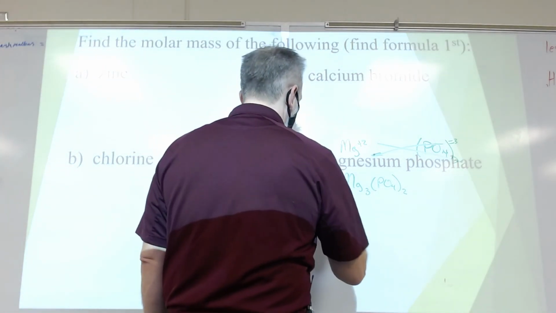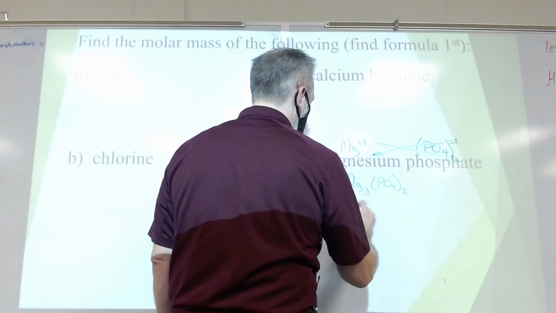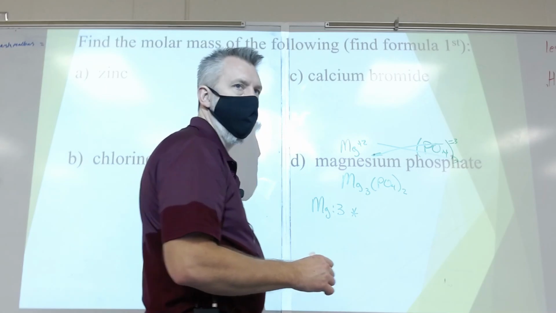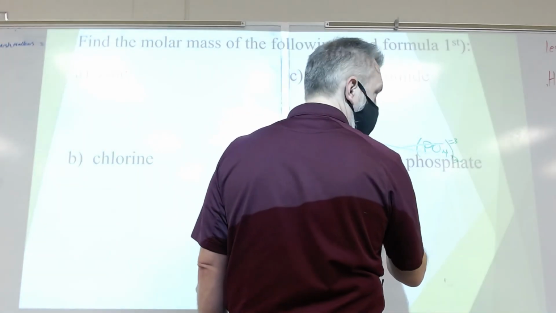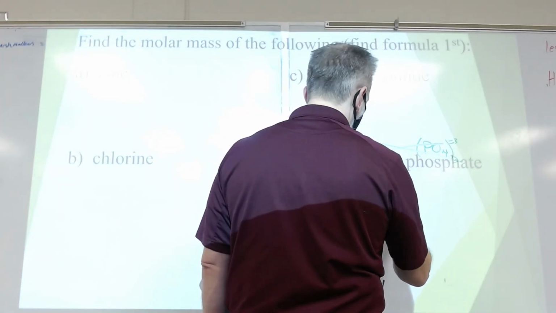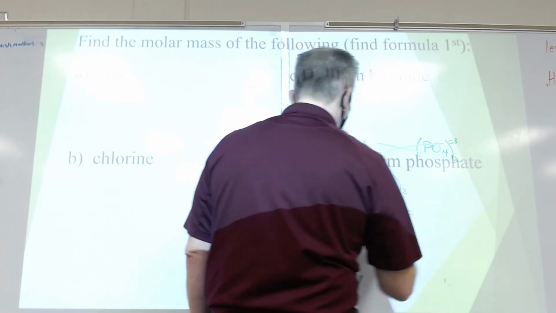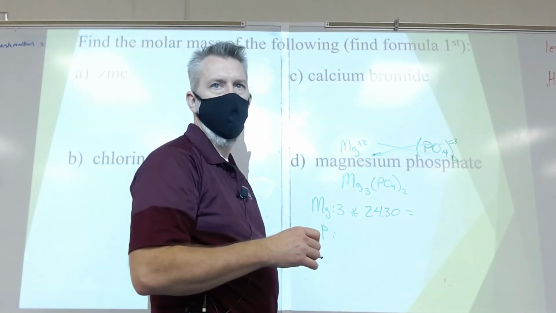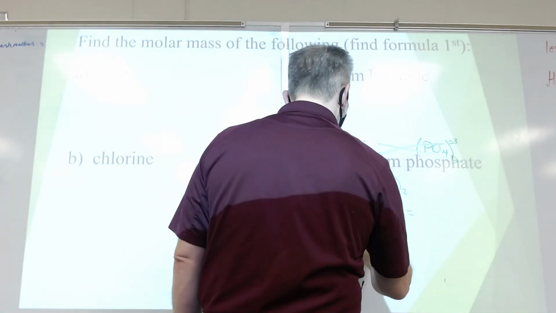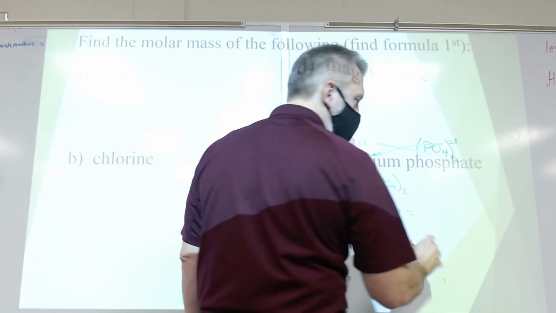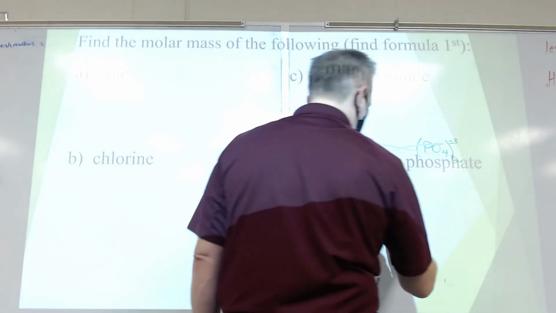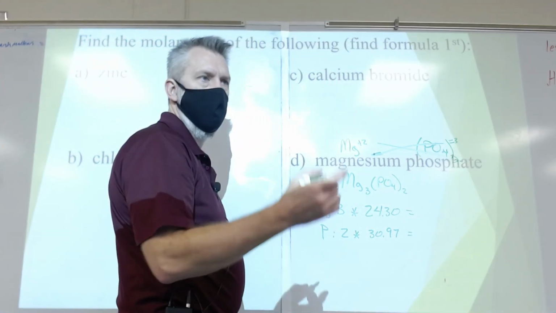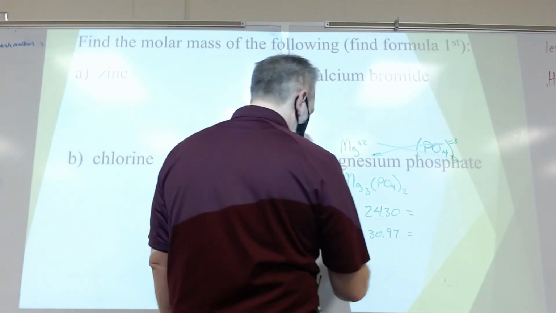So this is Mg. We've got 3 of those, and the molar mass of magnesium is 24.30. Okay. And how many phosphorus atoms do I have in each one of these formula units? We've got 2 of those, and that is 30.97. And then oxygen, how many oxygens do I have? 8.